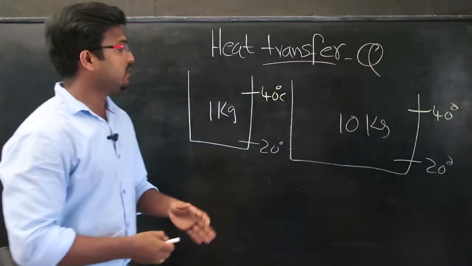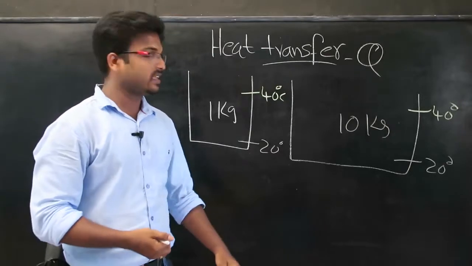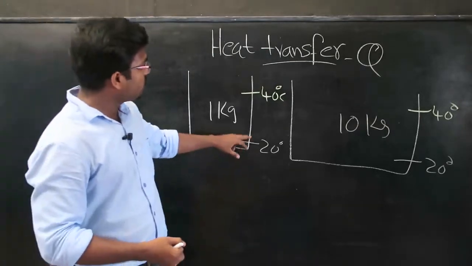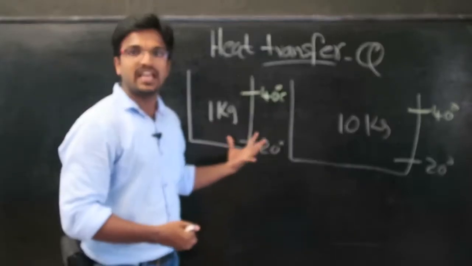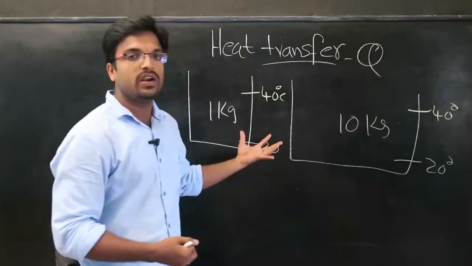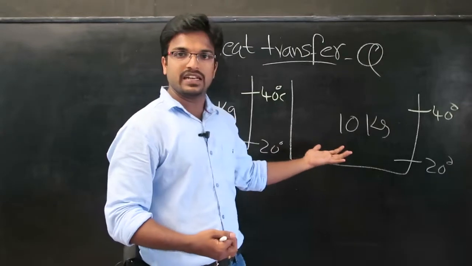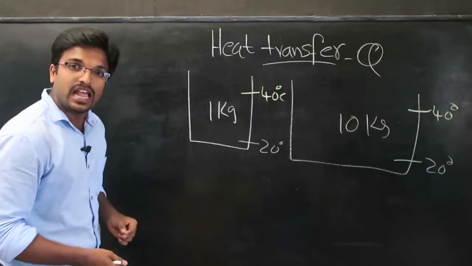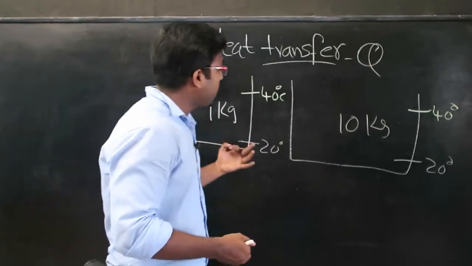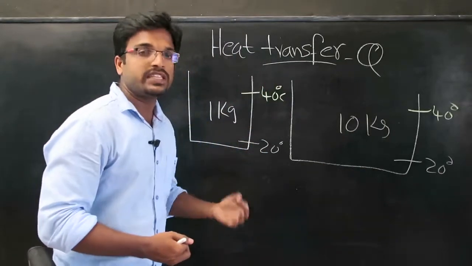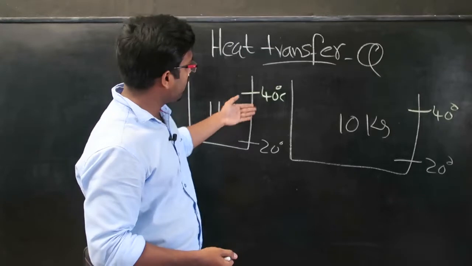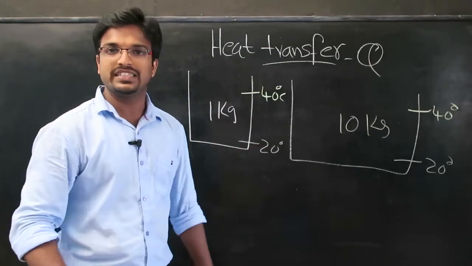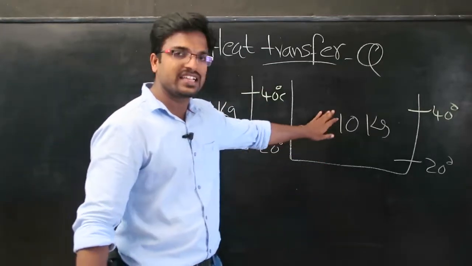Okay, both are achieving 40 degrees Celsius, and in order to achieve 40 degrees Celsius in both cases, I had to transfer some heat, right? I had to give some heat, then only there will be a rise in temperature, right? So can you tell me in which case I have to supply more heat? In which case there should be more heat transfer, so that we can have the final temperature of 40 degrees Celsius? It's clearly this case, right?